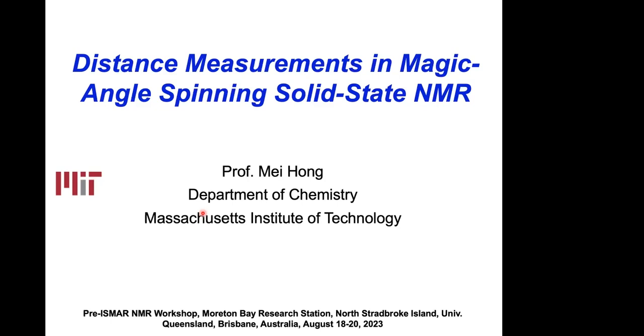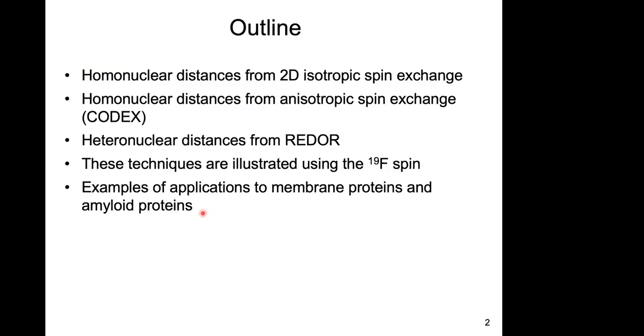Okay, so I'm going to break down my distance measurement talk into two parts, and talk for the first part about homonuclear distance measurement with fluorine NMR as the focus, but most of the methods that I show here can be applied to other spins. All right, distance measurement is something that is far more easily done in a solid state than in solution. So that's one thing that makes solid state NMR quite nice.